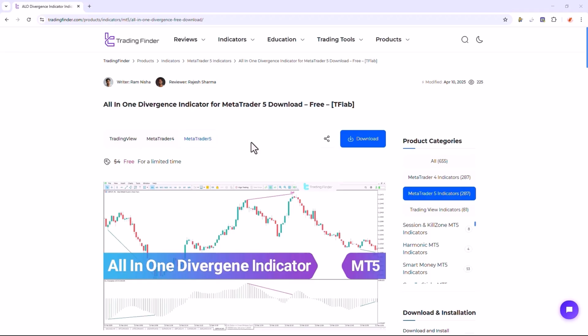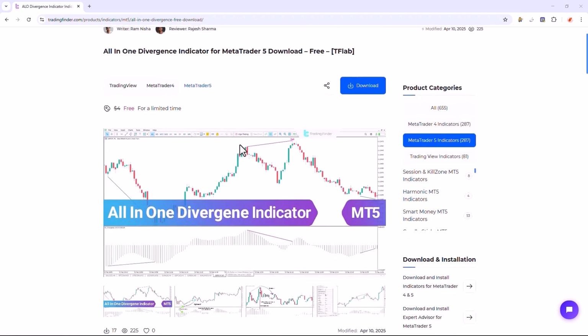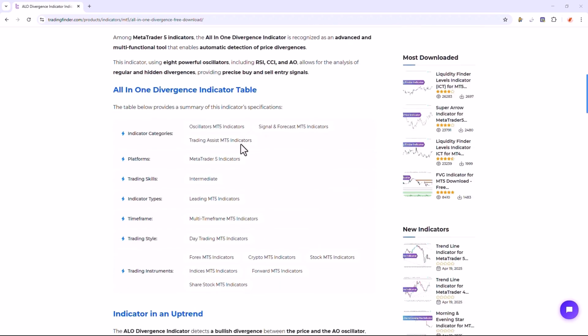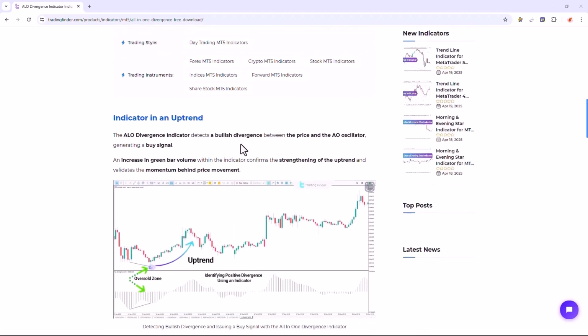The all-in-one divergence indicator is offered for various platforms on the TradingFinder website. From this section, you can download the indicator file for MetaTrader 4 and MetaTrader 5 platforms and run it on the chart. Additionally, traders can read this page to understand how the indicator works and functions.